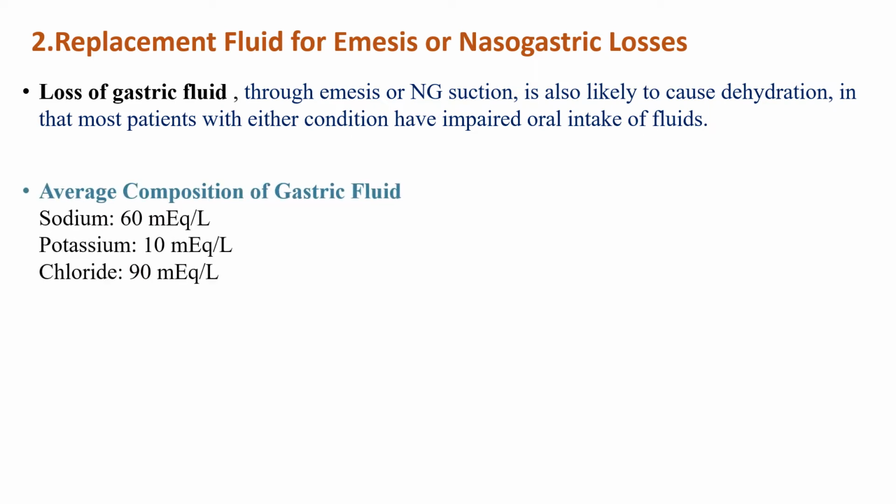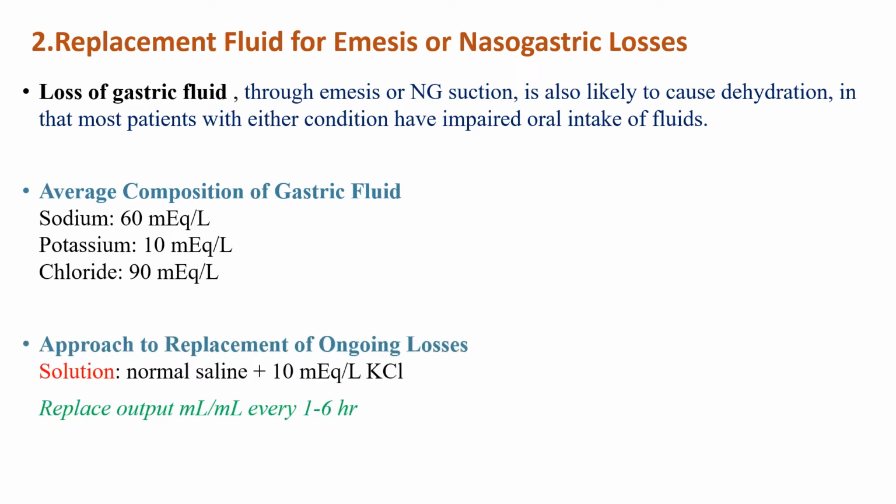The average composition of gastric fluid includes sodium around 60 milliequivalent per liter, potassium 10, chloride around 90 milliequivalent per liter. The solution for replacement of emesis and NG tube losses is normal saline with KCl: normal saline plus 10 milliequivalent per liter of KCl. The replacement of output should be done ml for ml every 1 to 6 hours.